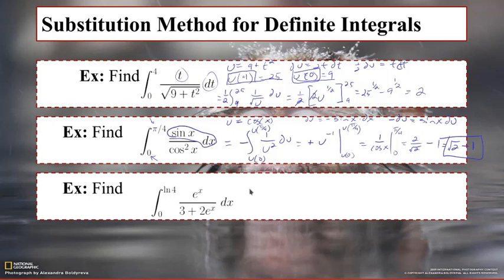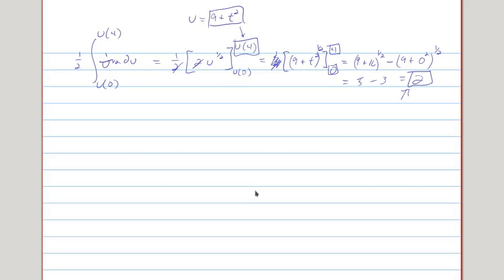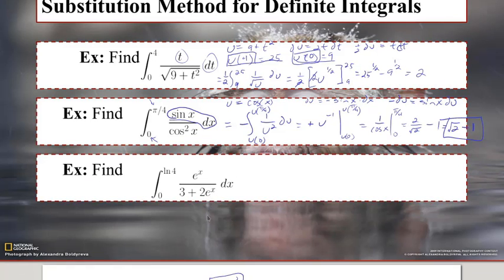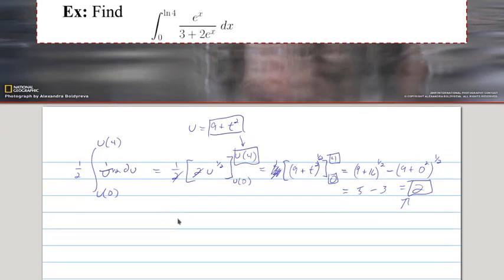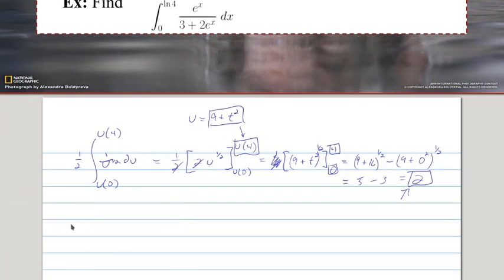1. Okay, let's try one more of these examples, but feel free to fast forward through this one if you feel like you've got it. All right, so in this example, we'll call this example 3. We're integrating from 0 to ln of 4, e to the x over 3 plus 2e to the x dx.